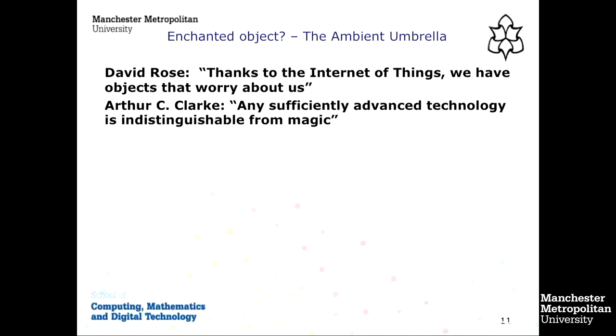And a couple of quotes of what people are saying about this. David Rose is predicting the idea of building an internet of things where we have objects that worry about us. Now, that doesn't mean that they're sat in the corner sobbing or something like that, but they take notice of what we want and try to make our lives better in some way. That's their objective, to do whatever they do better in a way that helps you.